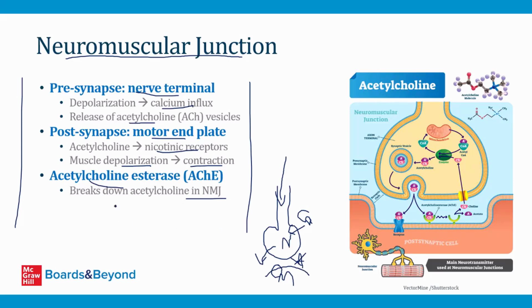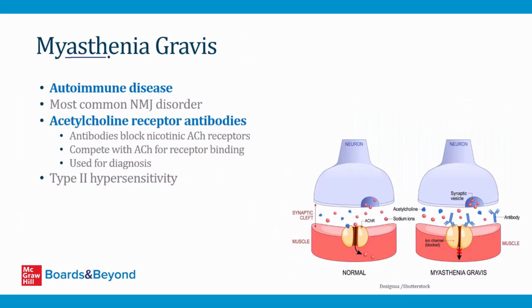couple of slides. We'll start by talking about myasthenia gravis, which is an autoimmune disease, and it's the most common neuromuscular junction disorder. The cause of myasthenia gravis is acetylcholine receptor antibodies. Patients with this condition produce antibodies that bind to their own nicotinic acetylcholine receptors found on the motor end plate of muscle fibers. Those antibodies compete with acetylcholine for receptor binding, making it harder for acetylcholine to bind and cause a muscle contraction. That leads to weakness, which we'll talk about in a second.